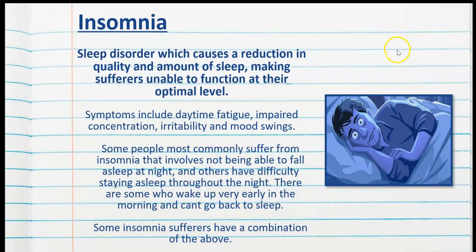So the three main sleep disorders that we talk about in this course are insomnia, sleep apnea, and narcolepsy. So starting with insomnia, it is characterized as a sleep disorder which causes a reduction in the quality and amount of sleep, making sufferers unable to function at their optimal level. So this isn't a matter of someone deliberately choosing not to get the required amount of hours sleep. This is an inability to either fall asleep or stay asleep or both. So a person with insomnia will try and get the correct amount of hours sleep, but something is obviously stopping that process from happening, and it's a consistent problem.